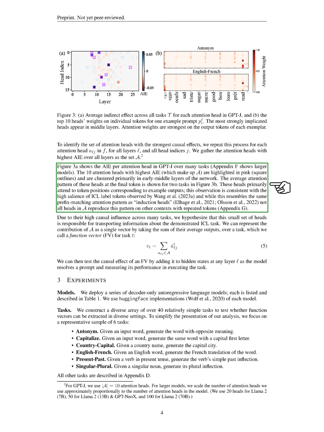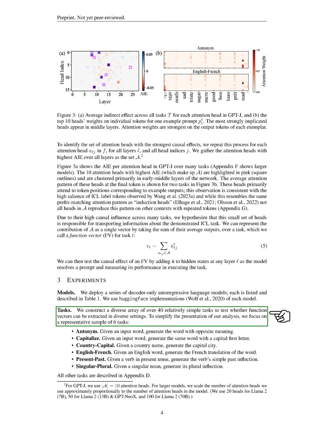We can represent the contribution of these attention heads as a single vector by taking the sum of their average outputs over a task, which we call a function vector for task T. We can then test the causal effect of a function vector by adding it to hidden states at any layer as the model resolves a prompt and measuring its performance in executing the task.